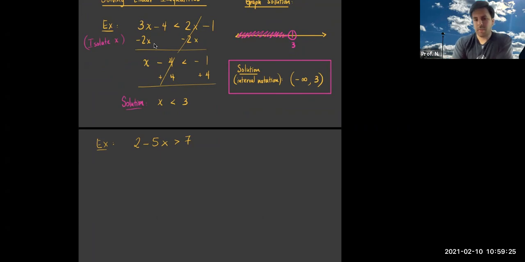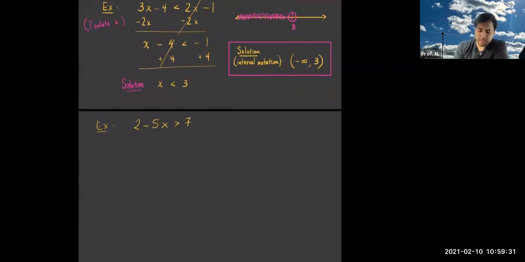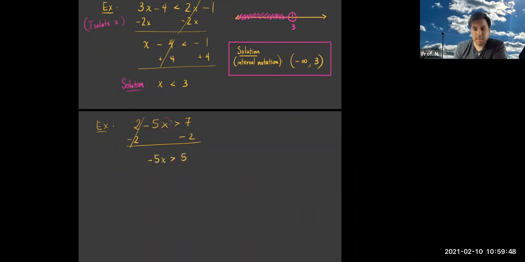Yeah, Jalen, we're doing that right now, flipping the sign. So if I want to solve for x, I have to subtract by 2, correct? I want to get x by itself. I want to solve for x. That's one thing I want to do. So then I get negative 5x is greater than positive 5.